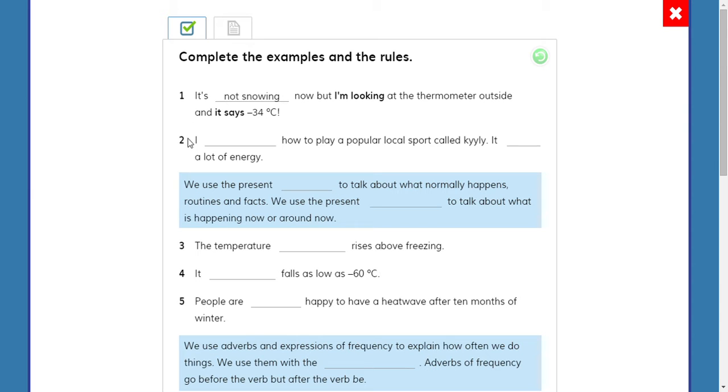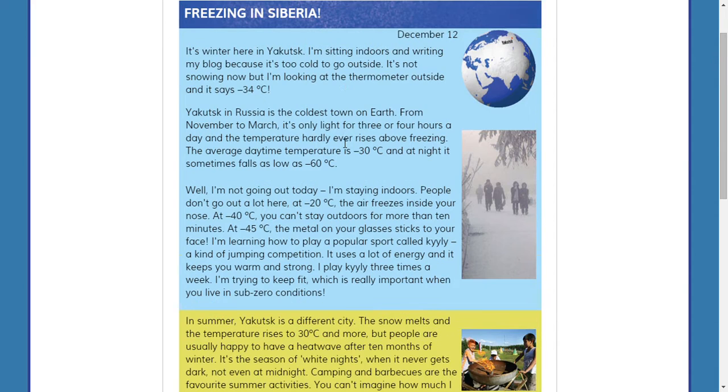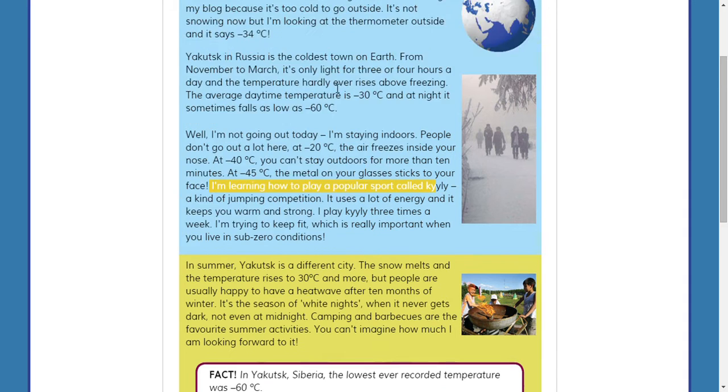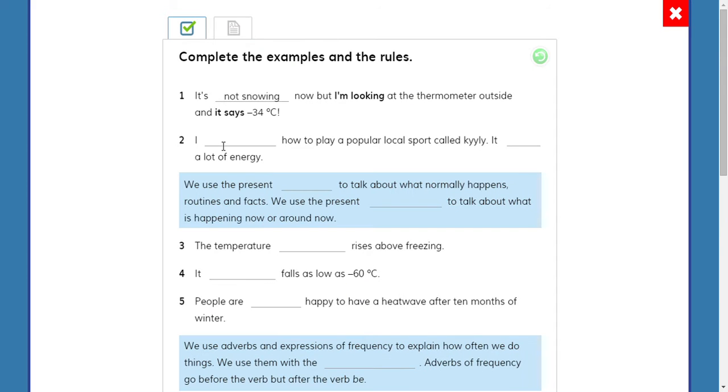Now let's see. Number 2. How to play a popular sport called Kili. It uses a lot of energy. That is in this part. I'm learning. Look, I'm learning how to play a popular local sport called Kili.